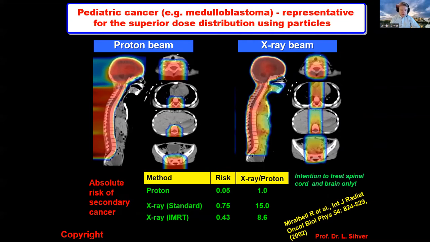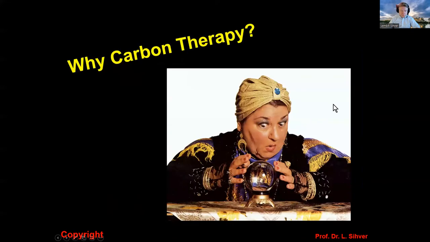If you look at the IMRT, intensity modulated radiation therapy, we see that the estimated higher risk with photons is around 9 times higher risk of getting secondary cancer for children getting treatment with IMRT compared with the proton, which has good dose localization and minimized dose deposition in the healthy tissue.